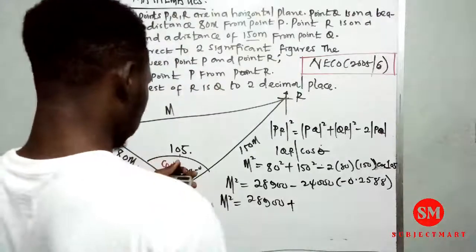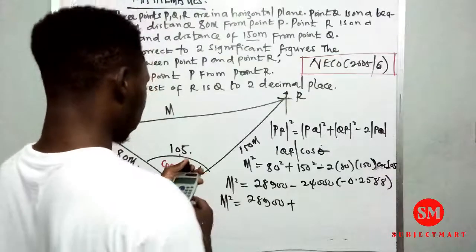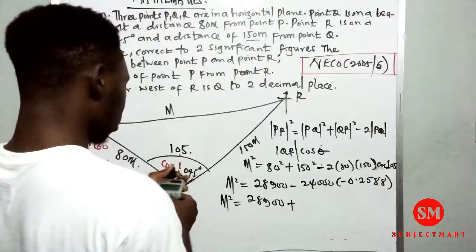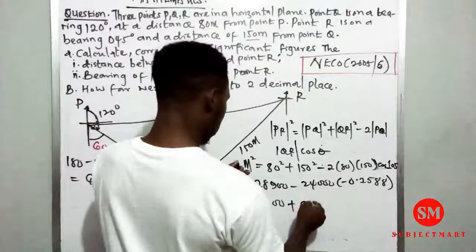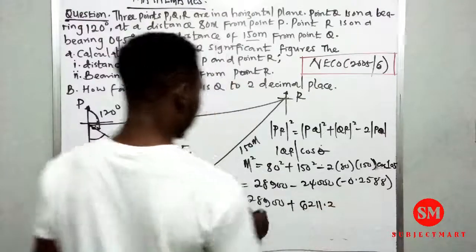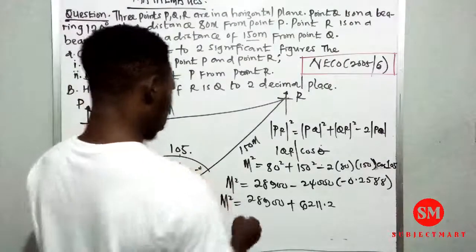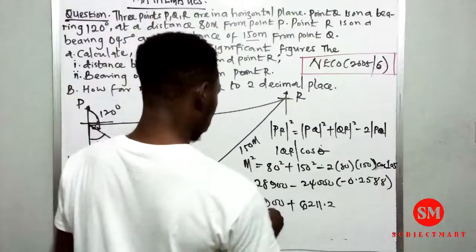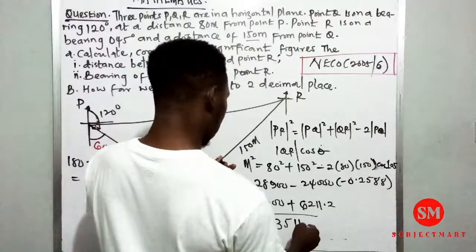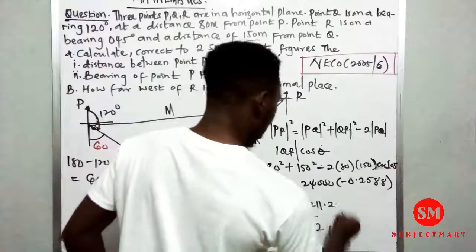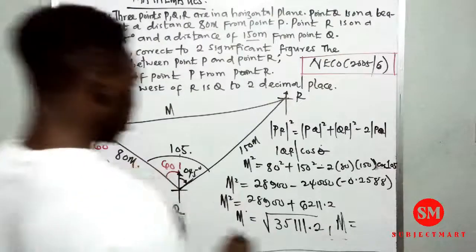So 24,000 multiplied by 0.2588 is going to give us 6211.2. Adding it to 28,900, we have our answer: M squared is 35,111.2. So our M is equal to the square root of 35,111.2. The square root of our answer is going to give us what?